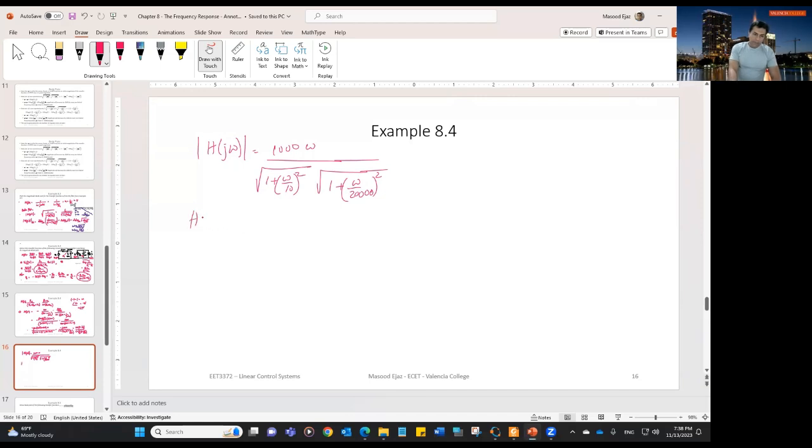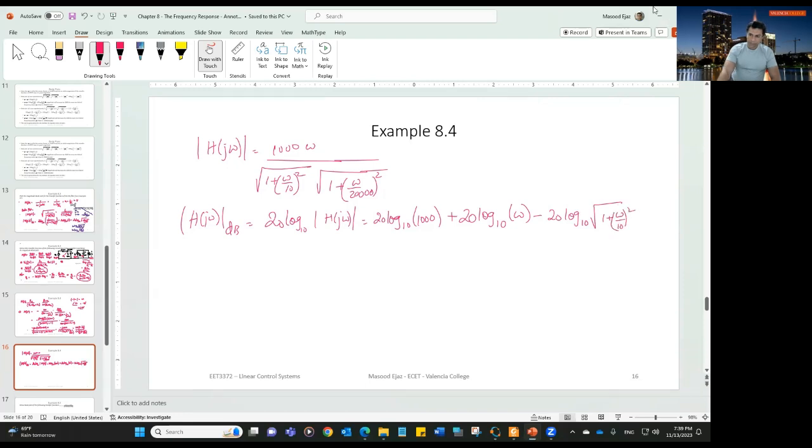So now when you convert this magnitude into decibels, what are you going to get? 20 log 10 of 10,000, plus, because of course these are products, when you're taking the log of a product, it will become addition: omega. Minus, and another minus.